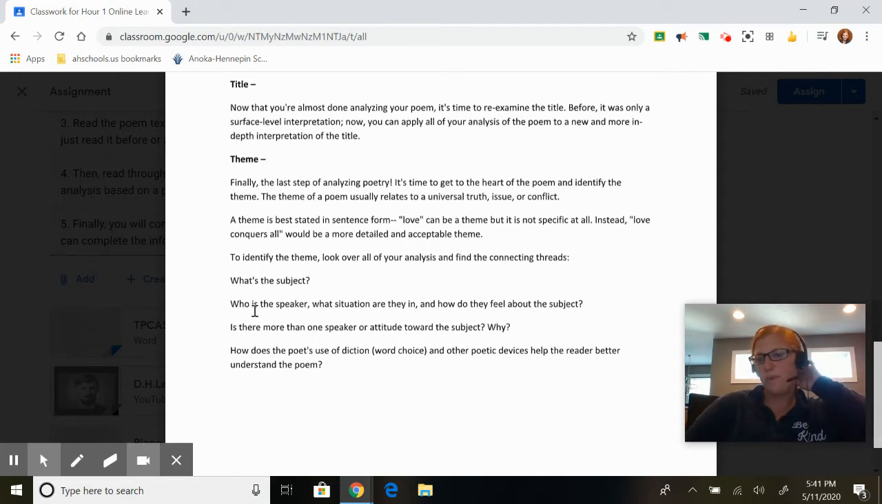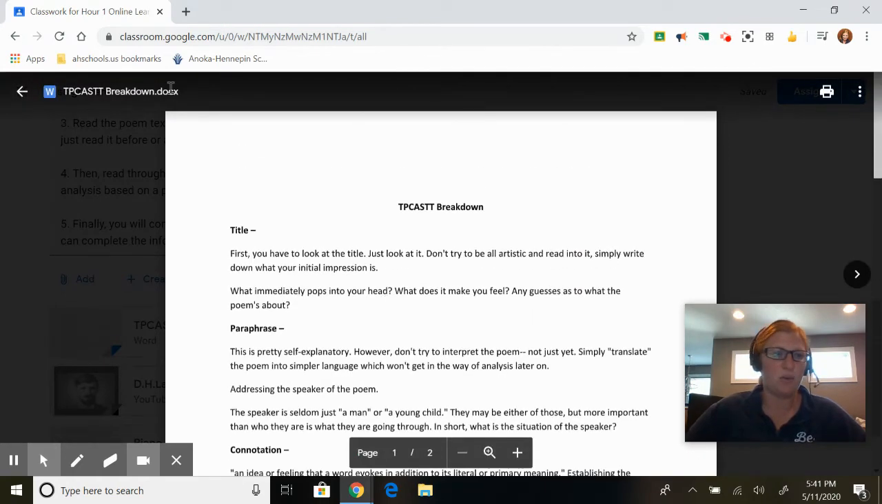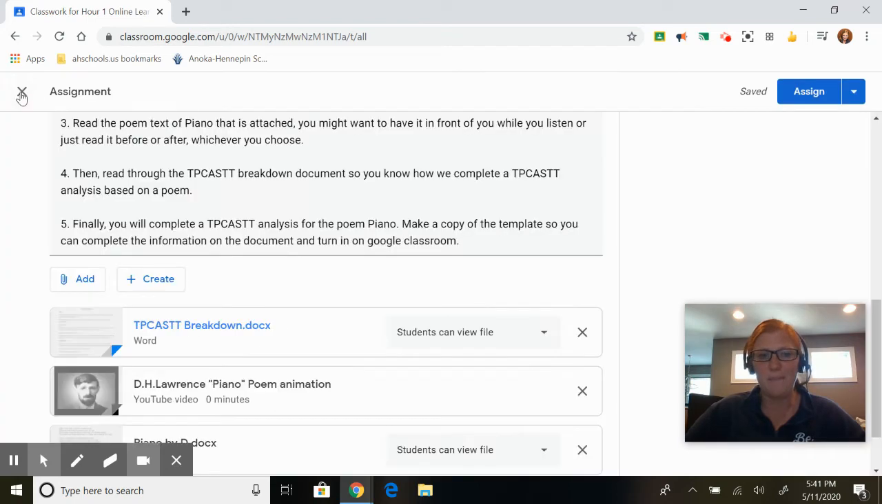As we go through, we've been doing a lot with theme based on our literary outline and our literary essay. So now we're shifting that theme into poetry as well, looking at what kind of lesson and ideas the author wants us to go through. So that is a TPCAST breakdown, what each of those things mean, and we go through. You should have that document so you can go back and look at that as we go through.